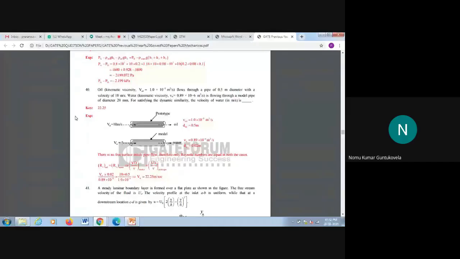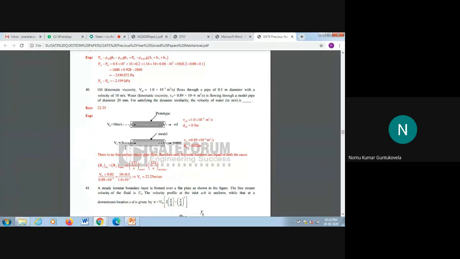That means we need to find out the velocity for the water. So please assume here, the prototype we have is oil with a velocity of 10 meters per second. While coming here we have the diameter of 0.5 meters. At the same time, for oil there is the kinematic viscosity, that is 1.0 times 10 to the power of minus 5 meters square per second.